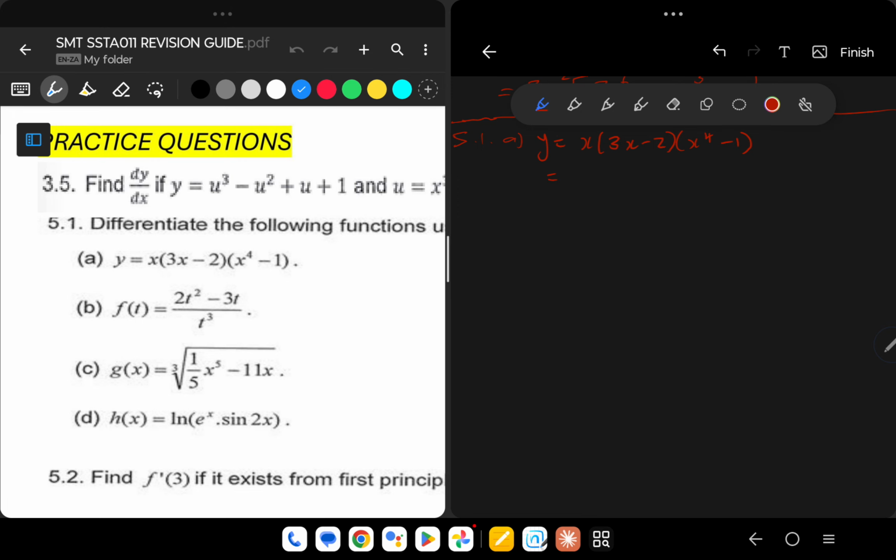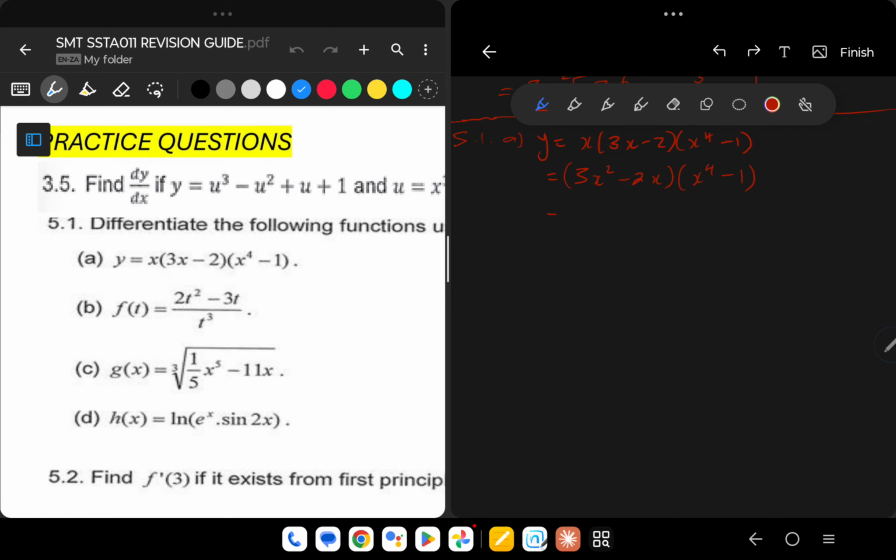So this is what you're going to do here. This is the same, and let's say we have 2 into 4 into 6. So this is the same as 2 times 4 giving you what? 8. And then you multiply 8 by what? By 6. And then you continue with it. So in this case, x times 3x minus 2 is just going to be 3x squared minus 2x, and then times x to the power 4 minus 1. And then you continue with it there.